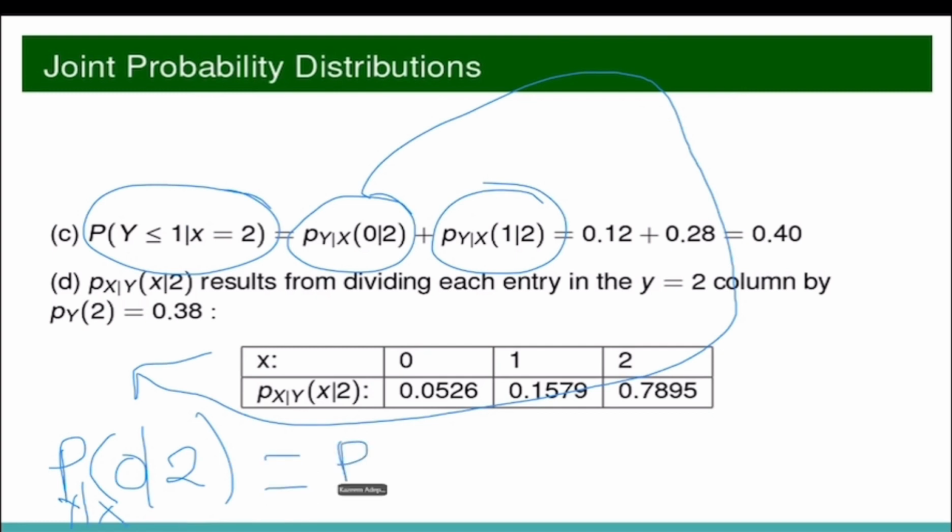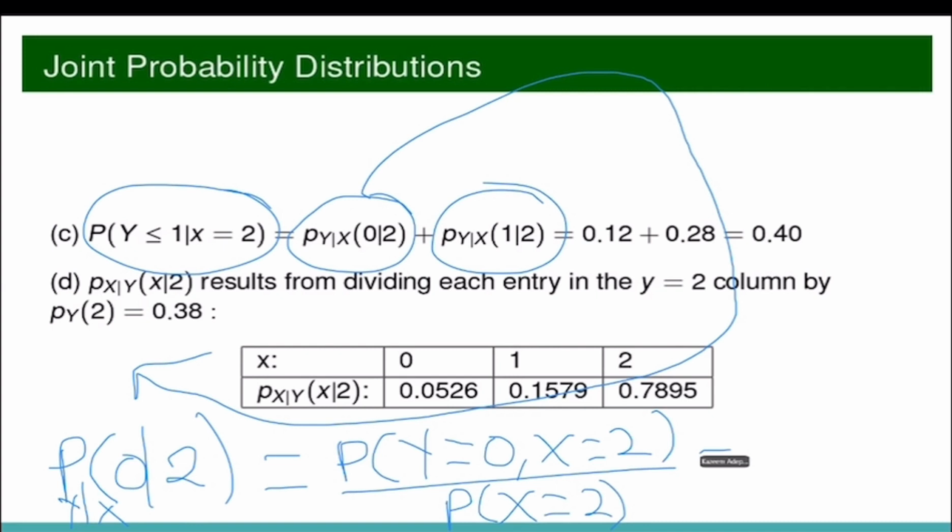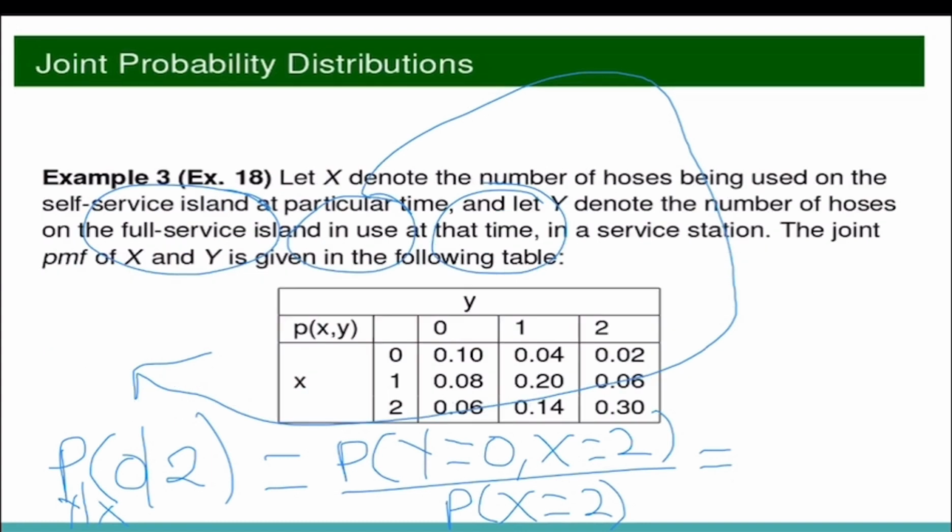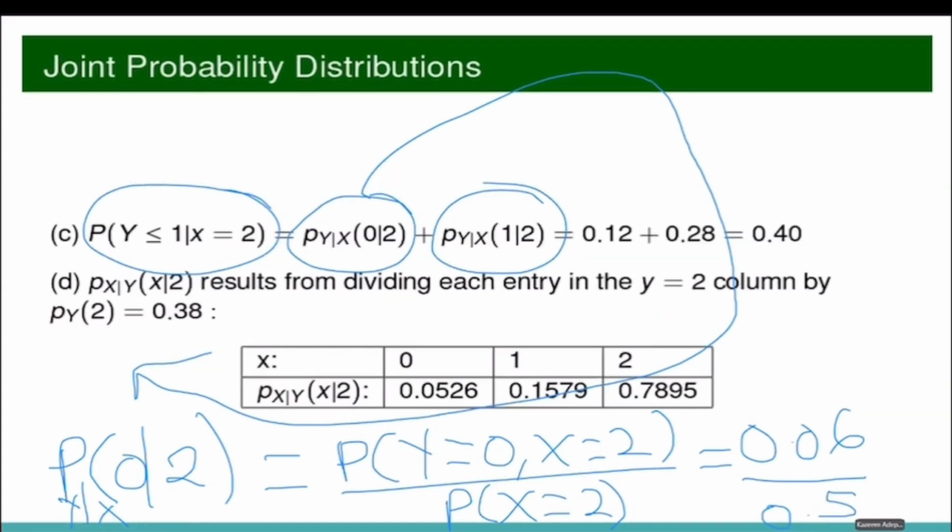So which means the probability of y equal to 0, x equal to 2 divided by the probability of x equal to 2. Okay, now what is the joint? You're going to go back to the table. When y equal to 0, x equal to 2, that would be 0.06, right? Then divided by the probability of x equal to 2, which is 0.5. So when you do that, it's 0.06 divided by 0.5. That will give you 0.12.